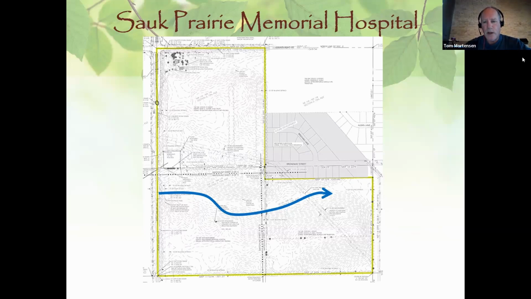Sauk Prairie Memorial Hospital, up in the south central part of the state. This was a 340-acre parcel. They were going to build a new hospital here. It was all ag field. It was big sky, a very wide open site, with beautiful views to the bluffs off to the east along the Wisconsin River.